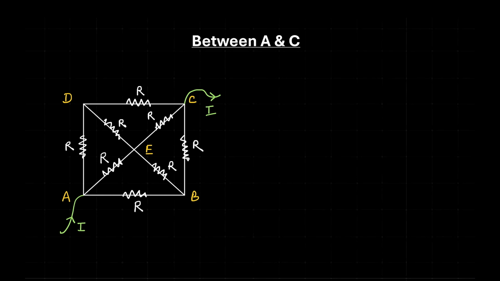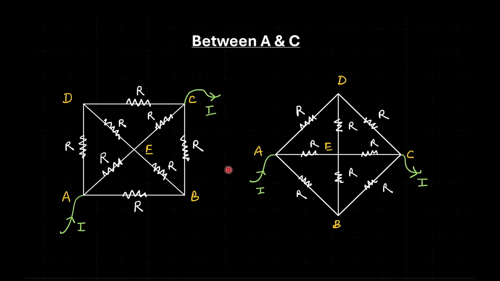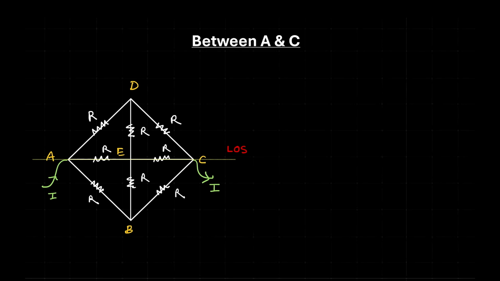And we also had to find the resistance between A and C, and that is the diagram. So let's just reorient this, rotate this diagram by 45 degrees clockwise, and we'll get this diagram. And you can see a lot of symmetry here. A is the point where current enters and C is the point where current leaves, and this line is the line of symmetry.